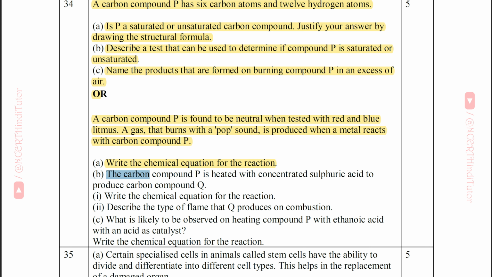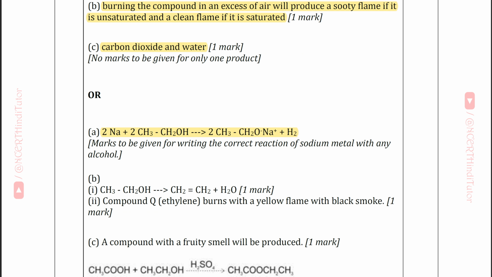B. The carbon compound P is heated with concentrated sulfuric acid to produce carbon compound Q. Write the chemical equation for the reaction. Describe the type of flame that Q produces on combustion. CH3CH2OH gives CH2=CH2 plus H2O. Compound Q, ethylene, burns with a yellow flame with black smoke.